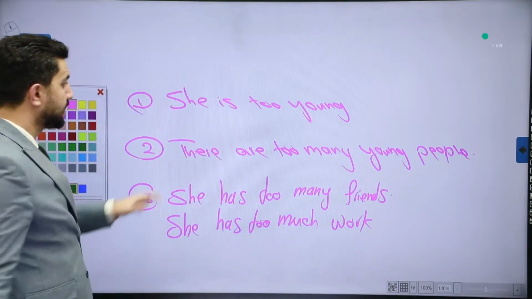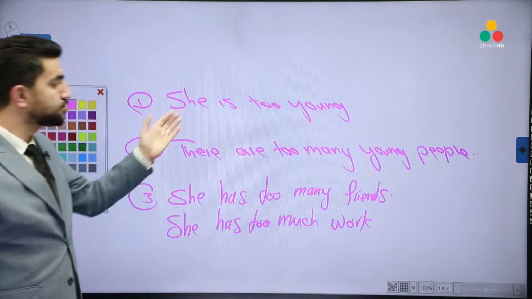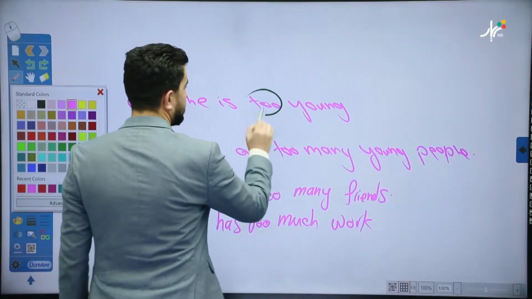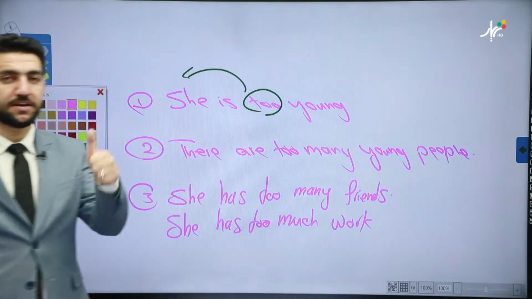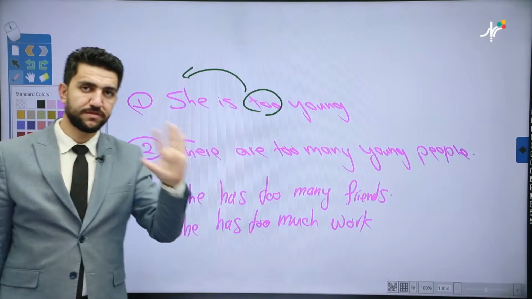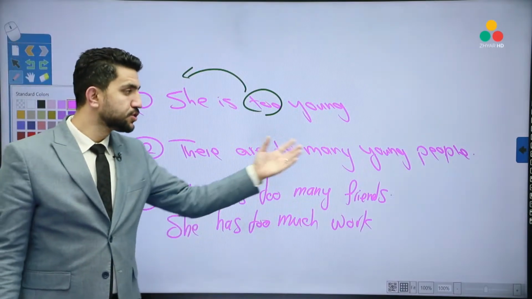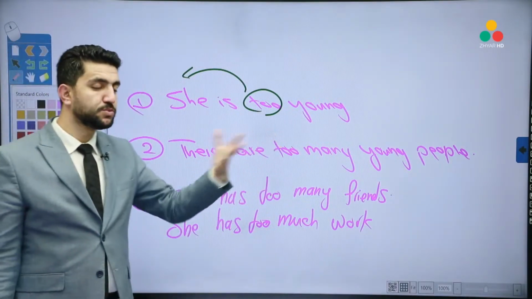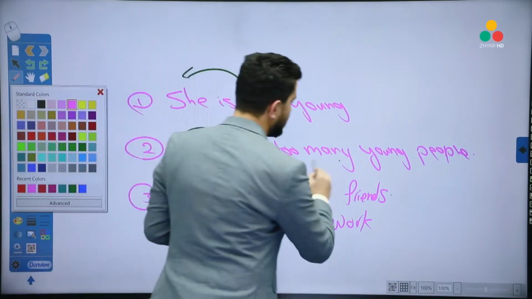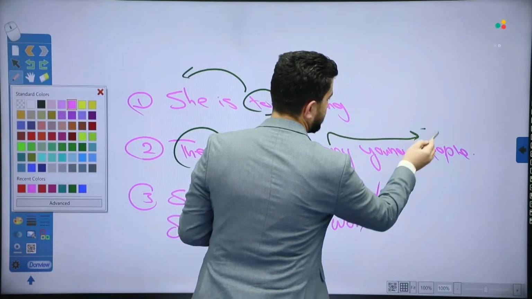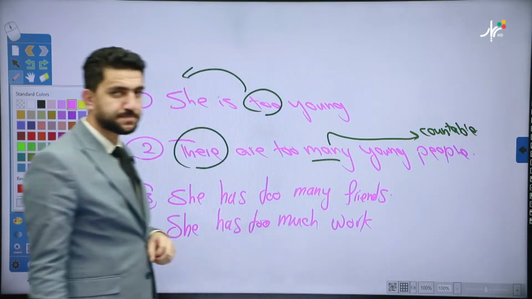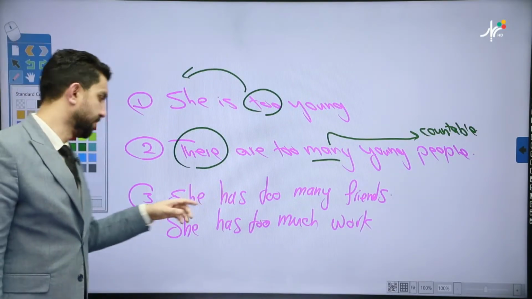Look at here. She is too young. Why do we use too, not too much? Because we said if we don't have there or have and has, it's too. Don't forget it. There are too many young people. Why did we use too many? Because we have there. And why is it many? Because people is countable. We will talk about countable in a minute. Be with me. Take notes while the lesson is being explained, okay?